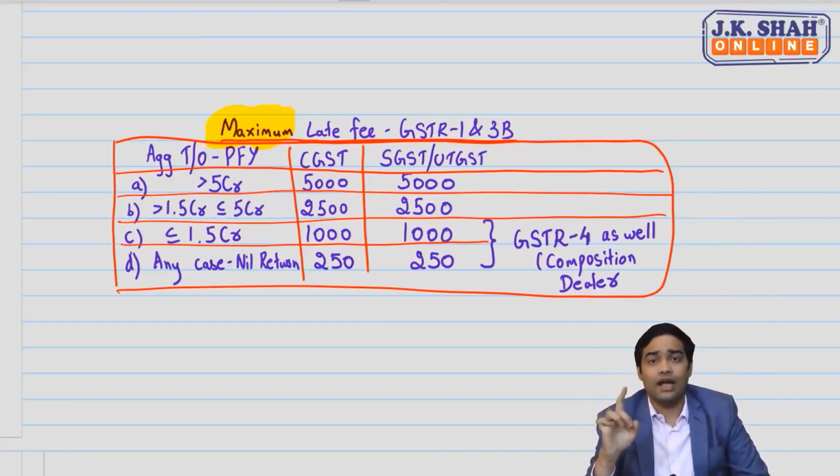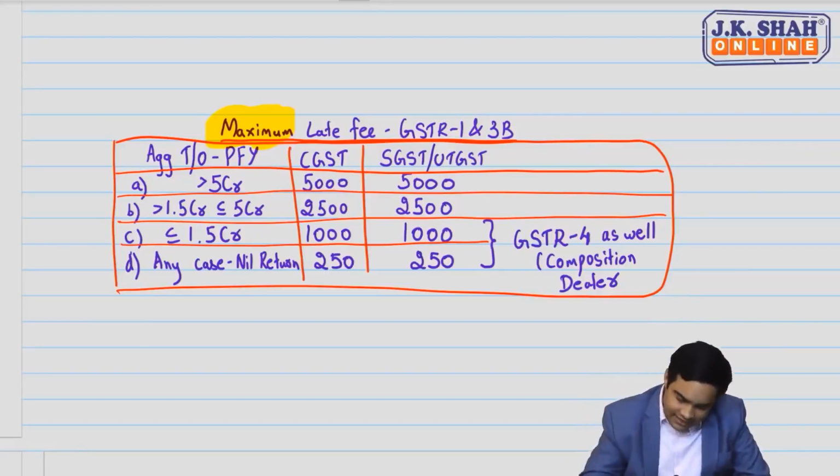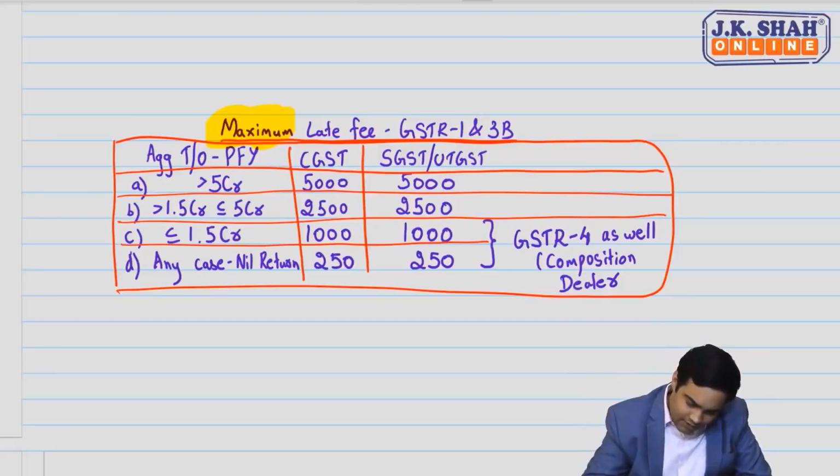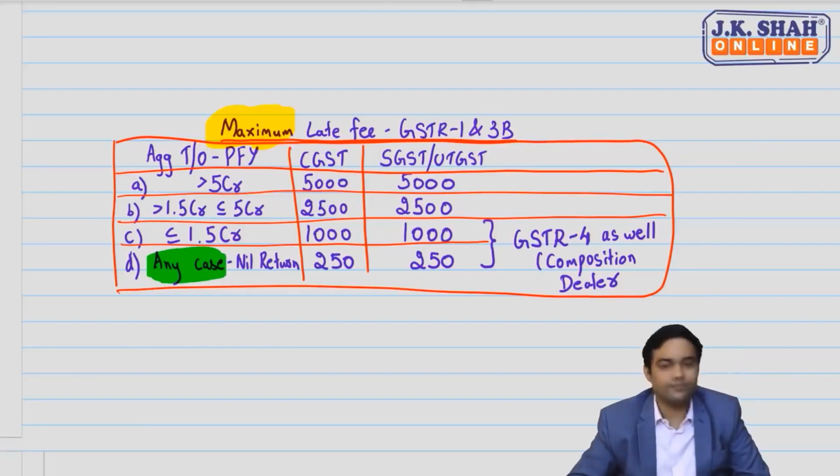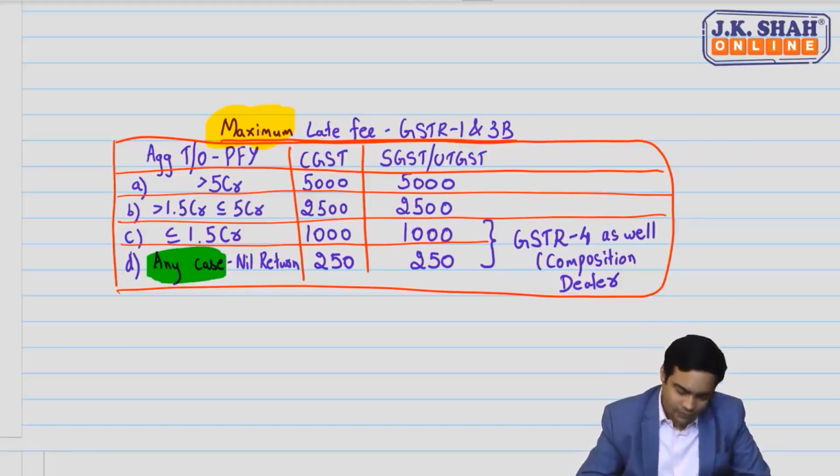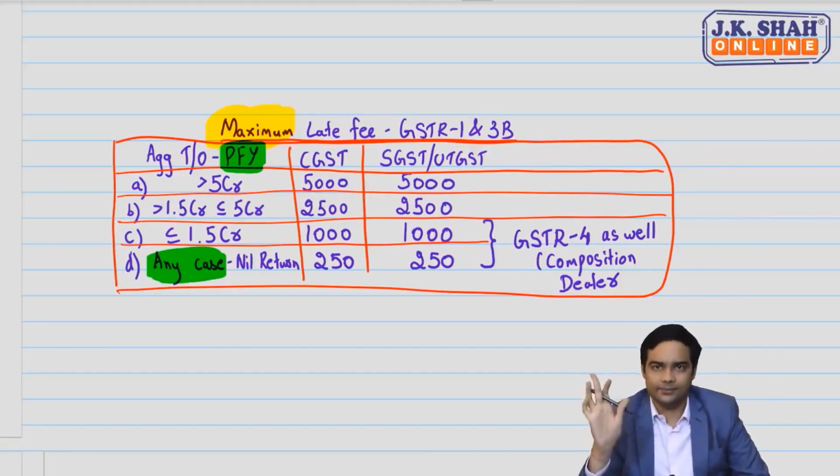But say suppose I will just test you with one question. If my turnover is 6 crore last year and I am filing a nil return late, then what will be the late fee? Then this case will apply. Nil return 250, 250. Clear with this? Yes. Circle these two words and write this entire thing.